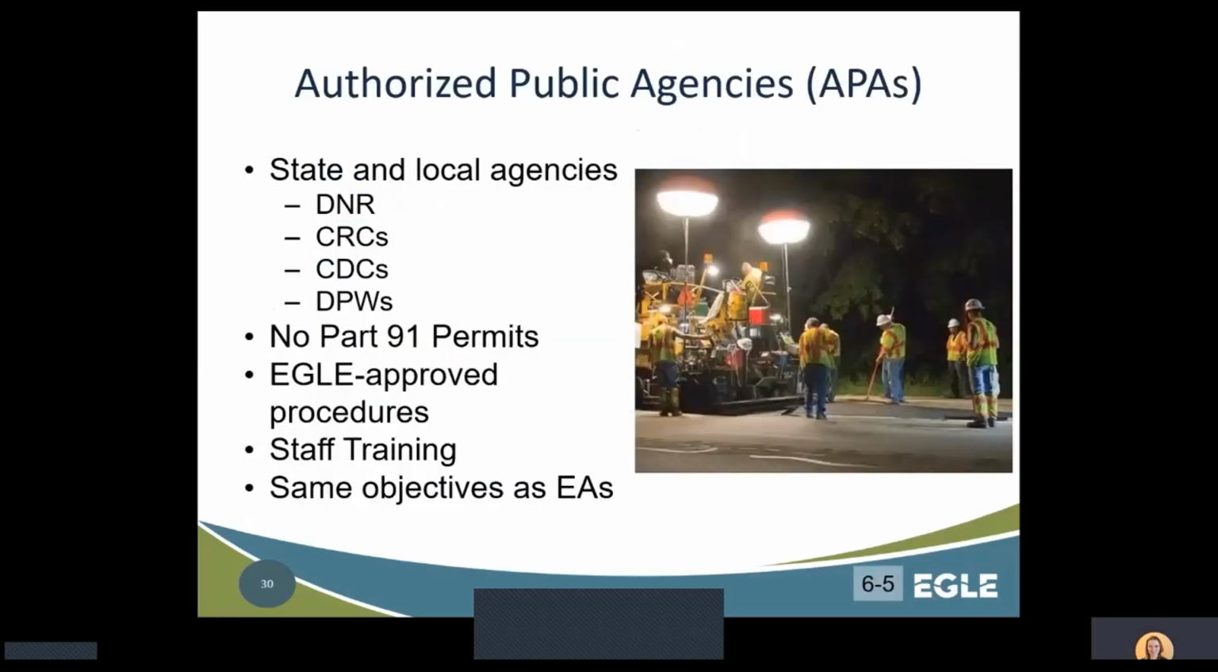Authorized public agencies, or APAs, are always state and local agencies. APAs do not need to get permits because Eagle has approved procedures for the agency to follow and requires staff to be trained. The objectives of an APA are the same as for enforcing agencies. Examples of APAs include MDOT, DNR, road commissions, drain commissions, and public works departments.